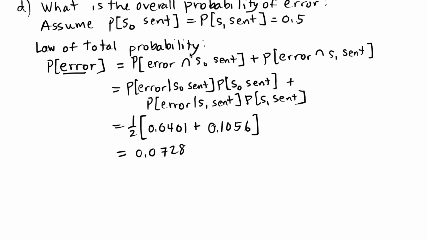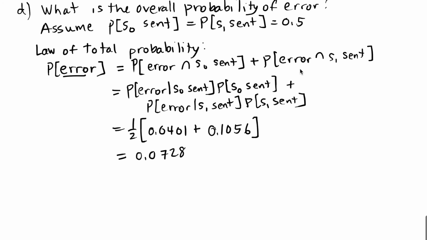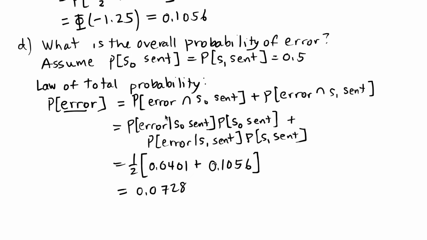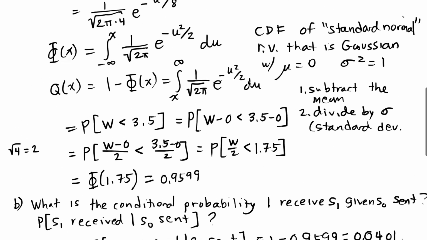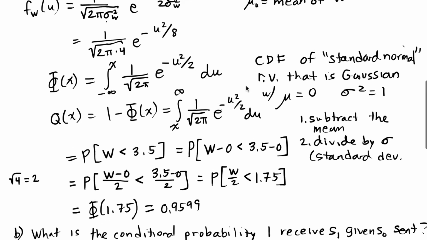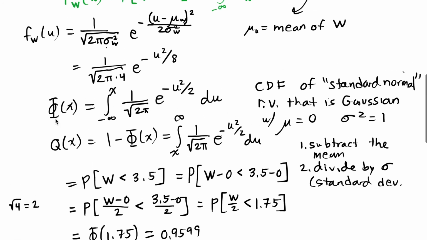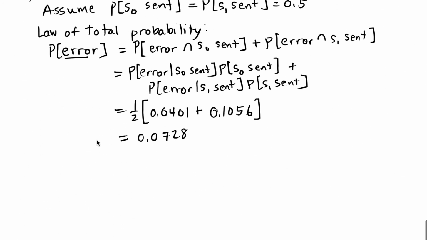Hopefully this has made you recall some of the properties of probability: the law of total probability, the use of conditional probability, and doing integrals to come up with the cumulative distribution function from the probability density function. And in particular for Gaussian random variables, using a new function named phi of x or Q of x as the CDF or complementary CDF of that standard normal Gaussian PDF. And that's all we have for this example.